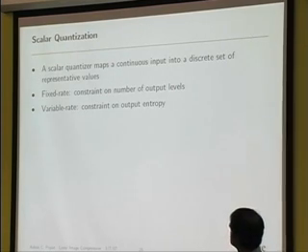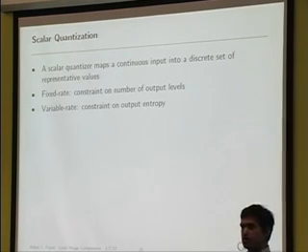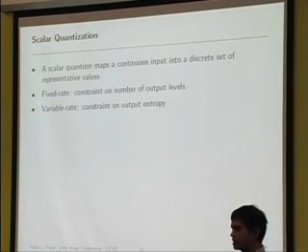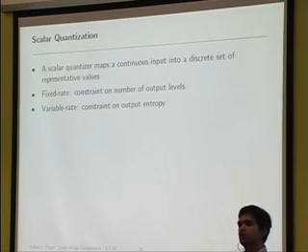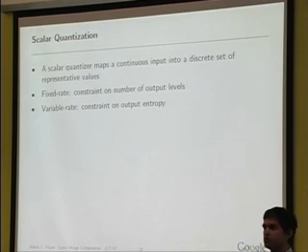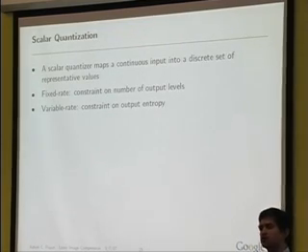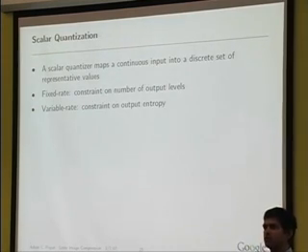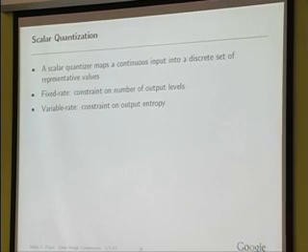Another flavor of scalar quantizer is a variable rate quantizer. In that case, I don't really have a tight constraint on the number of output values. Modulo practical constraints, I could have, in principle, infinitely many output values, as long as not all of those output values get used with a lot of probability; in particular, as long as the entropy of the output for those transform coefficients is finite, if the entropy is small.